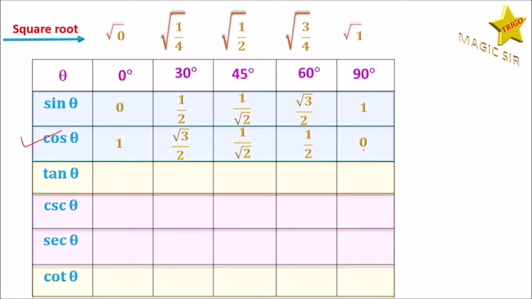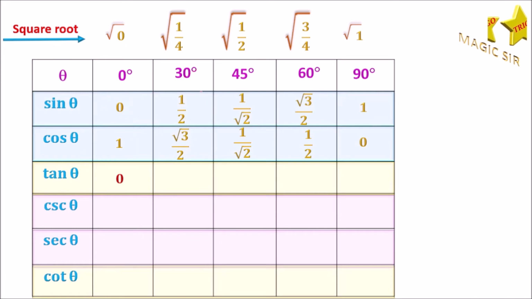These are the 5 values of cos theta. Now we know that tan theta is equal to sin theta upon cos theta. So we have tan 0 degrees is equal to 0 upon 1, and 0 upon 1 is equal to 0. So tan 0 degree equal to 0.